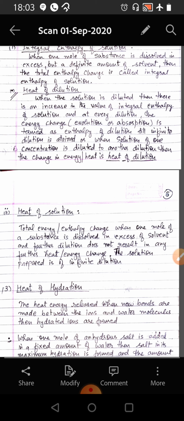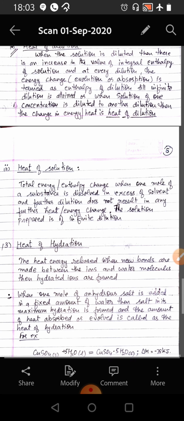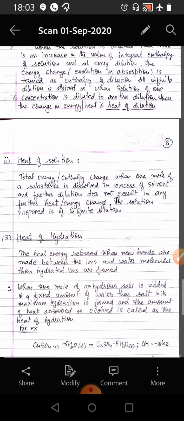When the solution is diluted, then there is an increase in the value of integral enthalpy of solution, and at every dilution the energy change takes place till infinite dilution is attained. Or we can say in other words, when a solution of one concentration is diluted to another concentration, then the change in enthalpy or heat is called heat of dilution. The next is heat of solution.